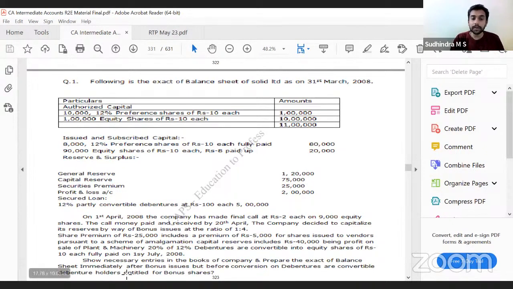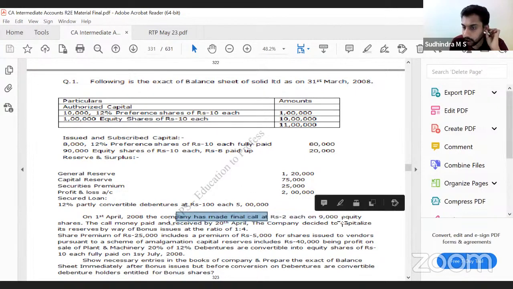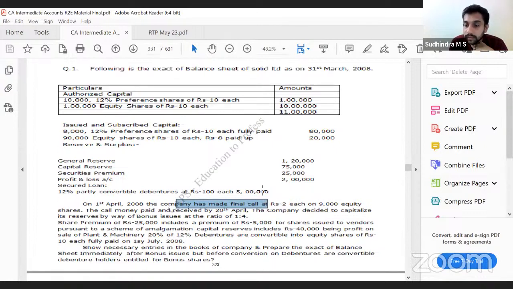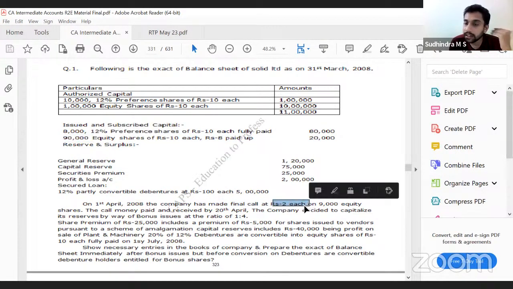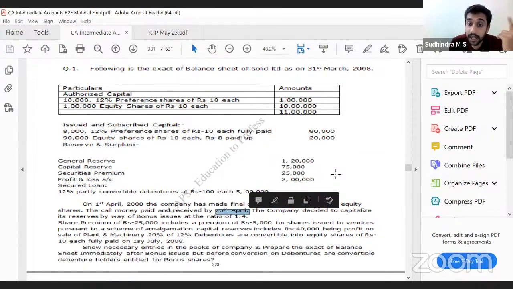Next is, are convertible debenture holders entitled for bonus shares? Okay, first one. First, we have to pass journal entries for this final call. What would be the due entry? Equity share final call account debited to equity share capital account. It was ₹8 paid. So correct, 90,000 into ₹2. Then receipt. It was received by 20th of April. So bank account debit to equity share final call account. Simple.